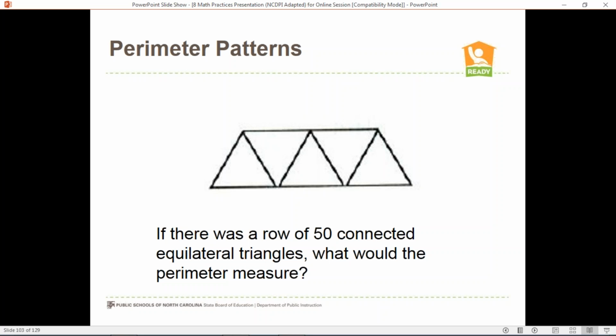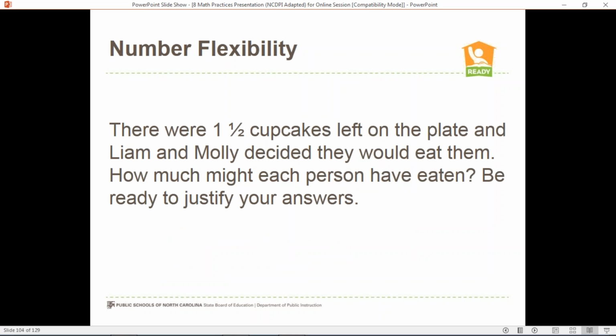So something like this: if there were a row of 50 connected equilateral triangles, what would the perimeter measure? So I've got to come up with something here in terms of, well, how many sides do I get each time I add a triangle. And so thinking through that, and having us as adult learners and student learners work through a task like that, forces us to think about structure, or it becomes very random again. And we know that randomness is not the way we normally work through mathematics.